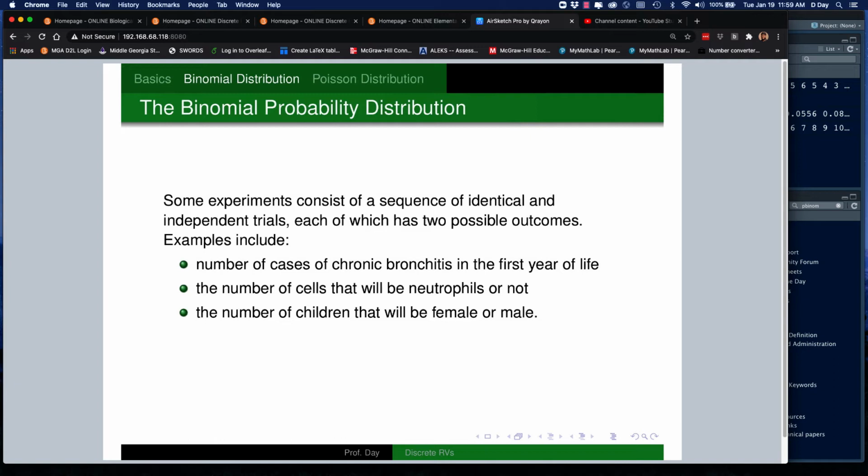So the number of cases of chronic bronchitis, we'll actually do an example with that shortly. But either you get it there in the first year of your life or you don't. So that's what we're going to be looking at there. You can either be a neutrophil or you won't. There's that binomial situation. Sex at birth is either going to be male or female. Simple as that. So you have the quality or you don't. And so we call all these binomial experiments because of that.